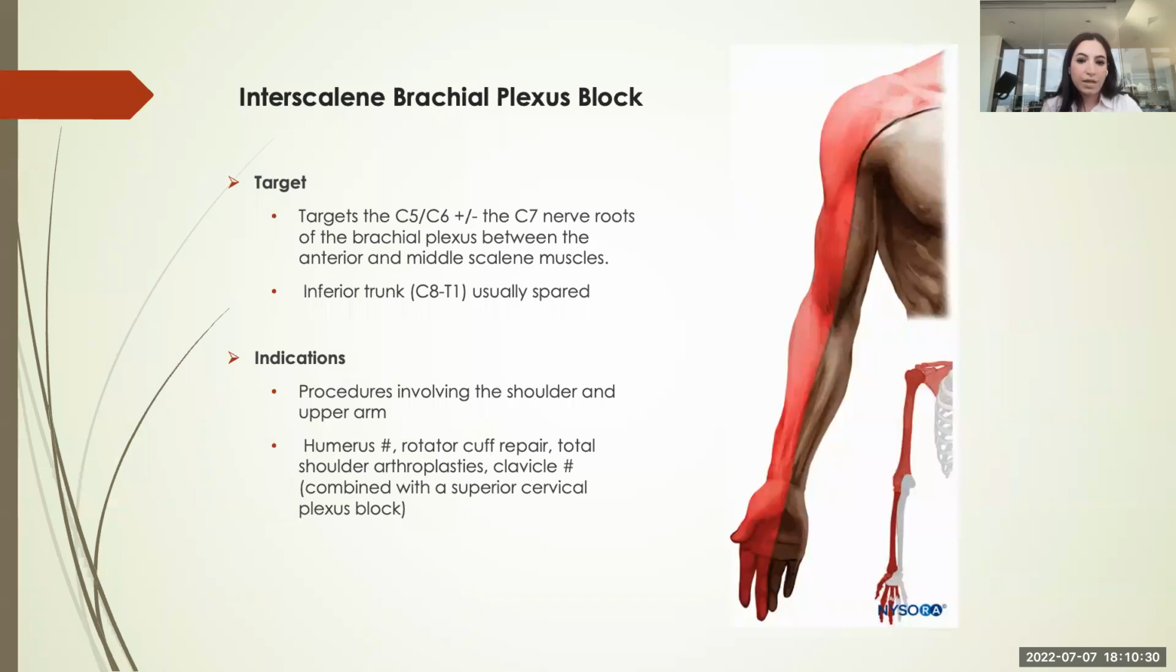So starting off with the interscalene brachial plexus block, this particular block targets the C5, C6, and C7 nerve roots of the brachial plexus between the anterior and middle scalene muscles. As we know, C5 and C6 come together to form the superior trunk, and C7 forms the middle trunk of the brachial plexus. So the inferior trunk is usually spared with this block, and because of that, it's really only well suited for procedures involving the shoulder and the upper arm. That can be things like shoulder arthroplasties, arthroscopy and rotator cuff repairs, and humerus fractures, as examples.